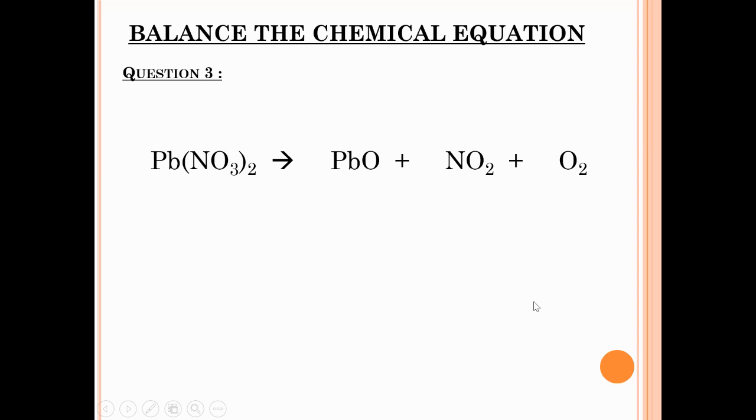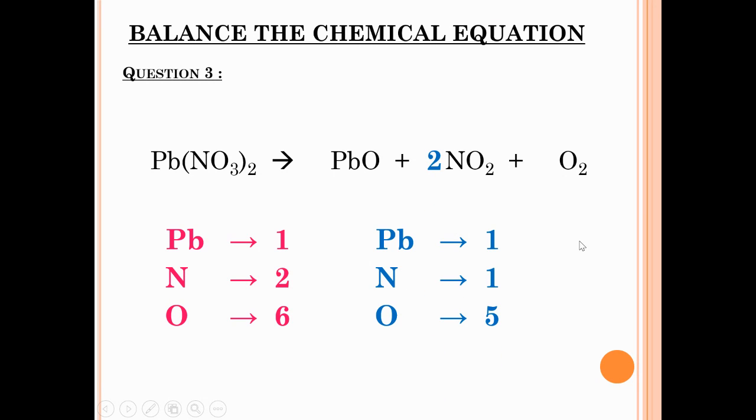Okay, equation number 3. Lead(II) nitrate, heated, becomes lead(II) oxide. Nitrogen dioxide and oxygen are produced. Based on the chemical equation, lead on left and right is already balanced, and nitrogen and oxygen are not yet. Teacher advises you to balance oxygen as the last element, because oxygen is just an oxygen atom. It doesn't affect other elements. When we put any number here, it just affects the oxygen, so we keep this as the last step. So now we're going to balance the nitrogen.